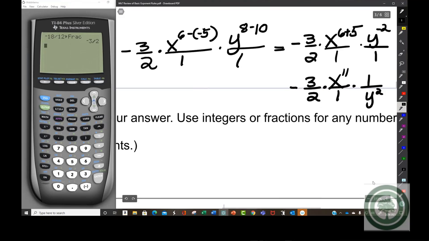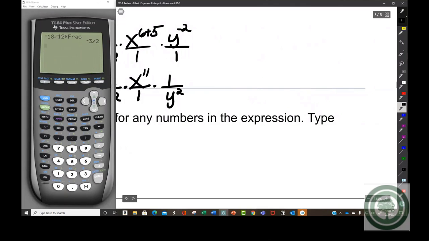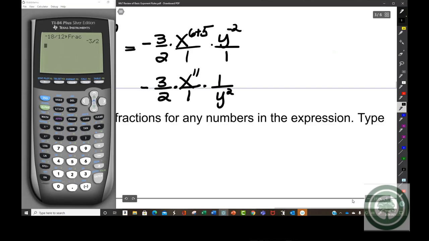So what we're going to do now is multiply all our numerators together and multiply all our denominators together, and we will have 3 times x to the 11 times 1 over 2 times 1 times y squared. That was tricky. Mixing negative exponents and positive exponents. How do you do it? This is how.